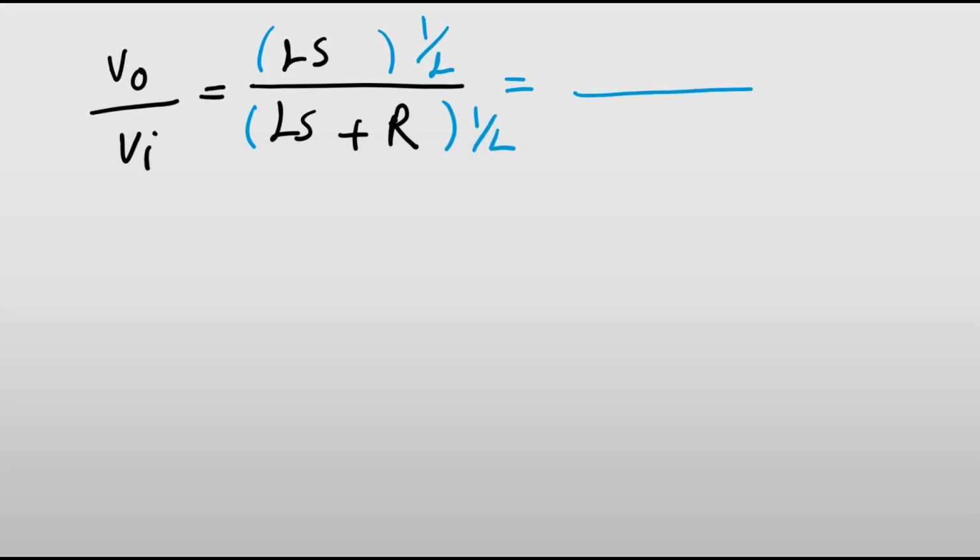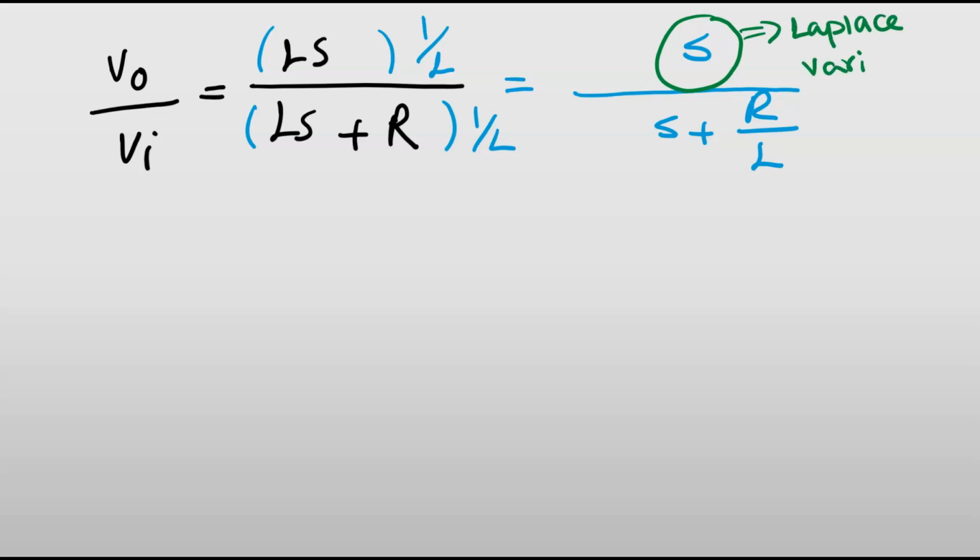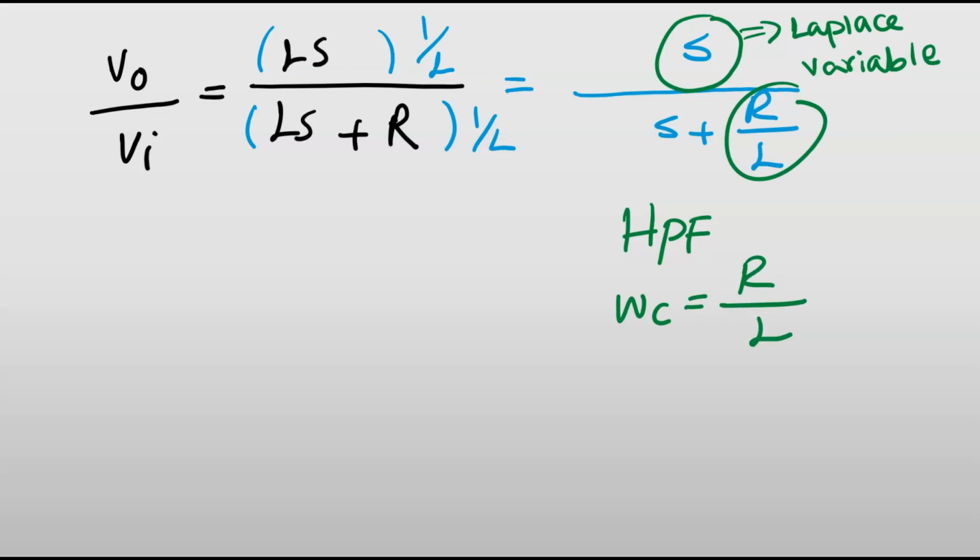And my transfer function simplifies to S over S plus R over L. Now, if I look at this transfer function, this time I can see that I have S in the numerator. So because I have my Laplace variable in the numerator, I can say that this is a high-pass filter with a cutoff frequency equal to R over L. And the gain, which is the coefficient of S in the numerator, is equal to 1. So this is my conclusion.